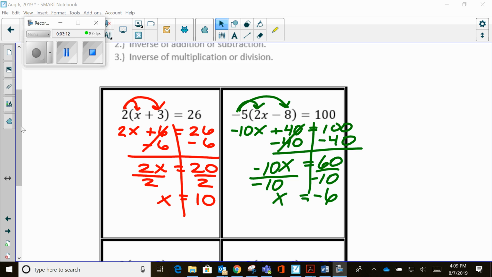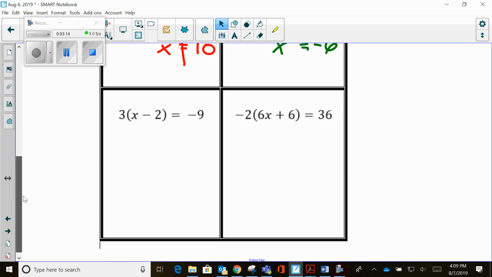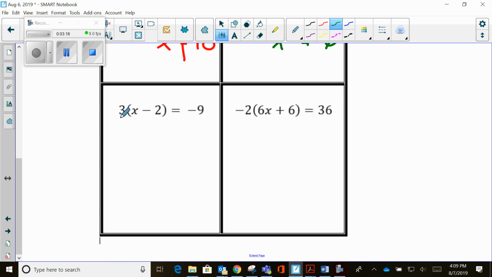We're now going to move on to number 3, which is 3 times x minus 2 equals negative 9. Distributive property says we're going to multiply the 3 times the x to get 3x. We're going to multiply 3 times negative 2 to get a negative 6. And we bring down the equals negative 9.